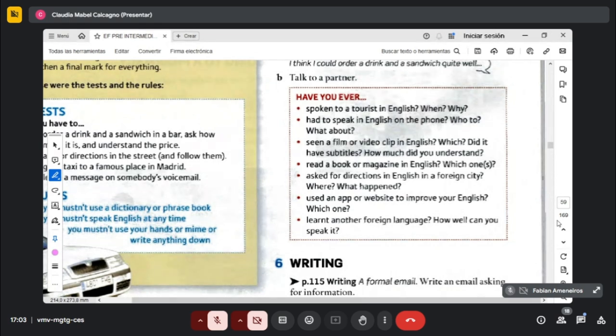So we understand each other, and she was happy. Okay, and how did you feel after that experience? So nervous, and satisfied finally.